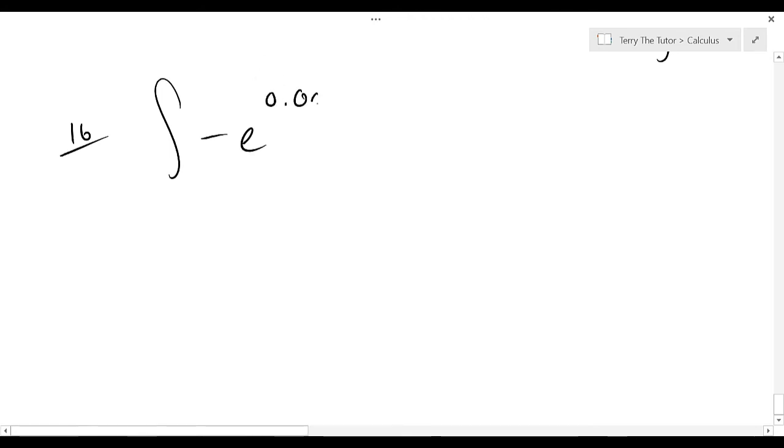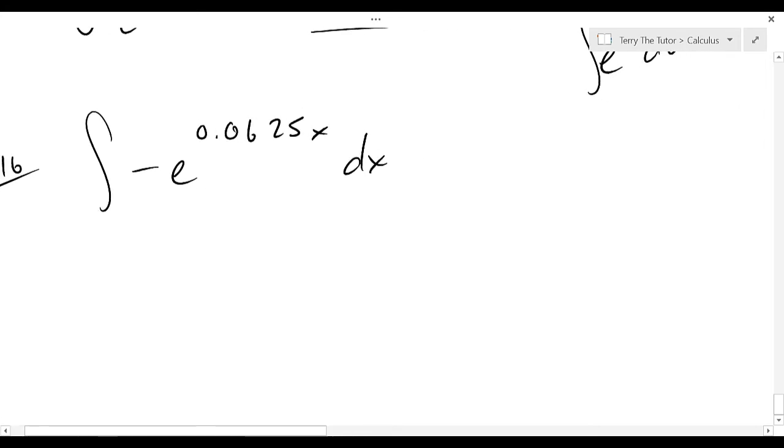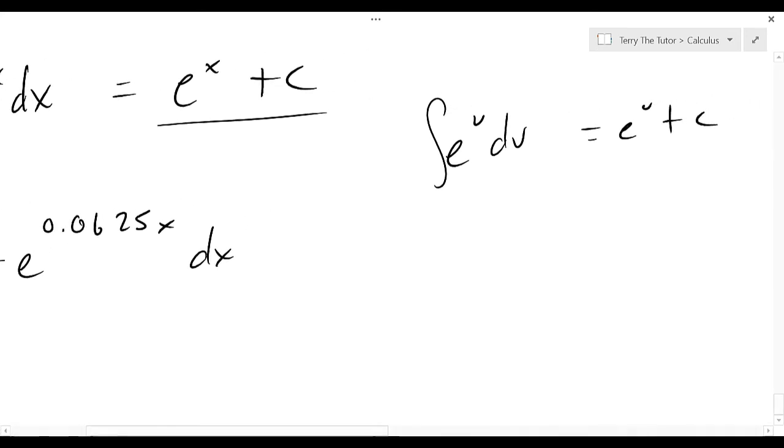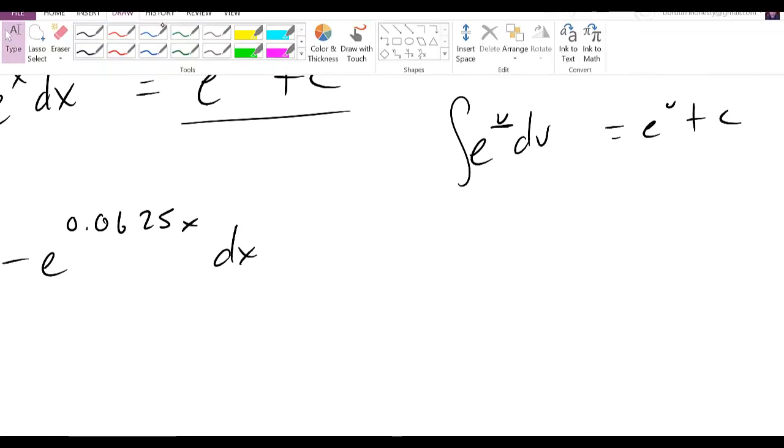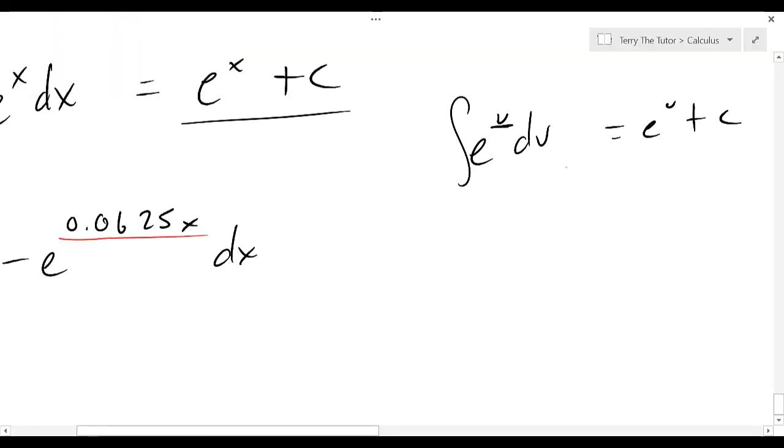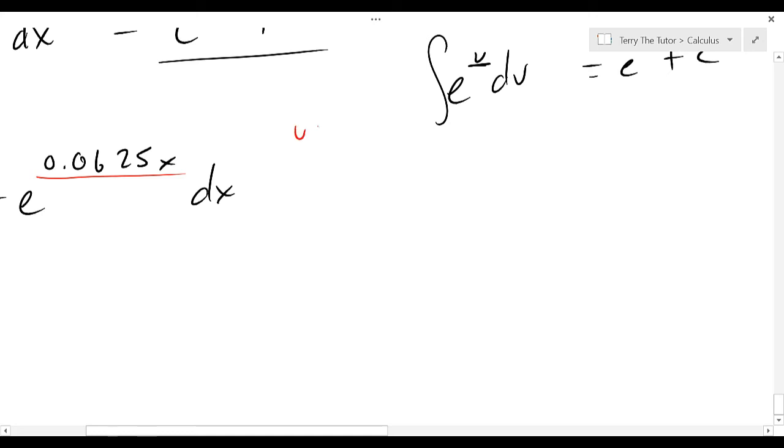Let's try an applied one, number 16. We've got the integral of negative e to the 0.0625x dx. Well, we've got to find our u. In the equation, it looks like the u is the exponent. So I'm going to go ahead and call that our u, our exponent. So if I say u equals 0.0625x, then take the derivative of both sides.